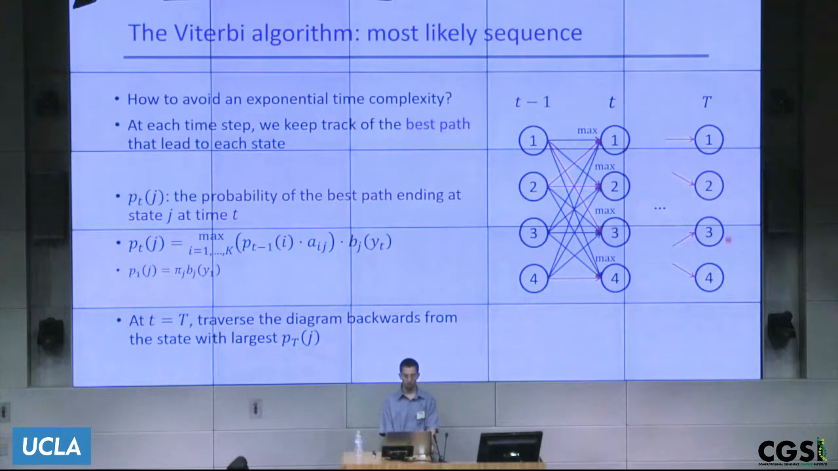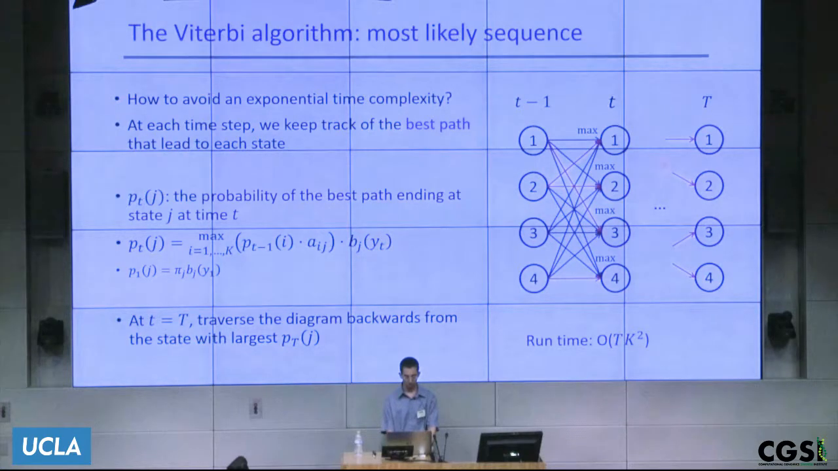Once we are at the end, we just take the state with the highest probability, and then we can trace our way back to the beginning of the sequence along those pink arrows. Every time we go backwards to the state that gave us the highest probability. This gives us the Viterbi sequence.